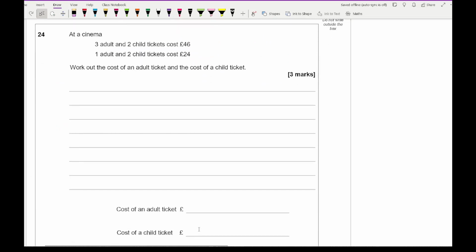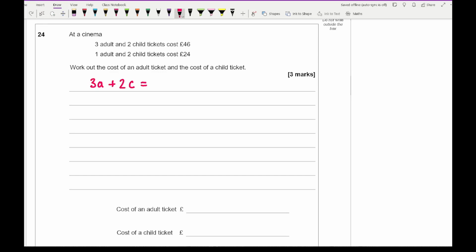Moving on to question 24, it says at a cinema 3 adults and 2 child tickets cost £46, 1 adult and 2 child tickets cost £24. Work out the cost of an adult ticket and the cost of a child ticket. So hopefully you would have spotted that this is going to be a simultaneous equation question.